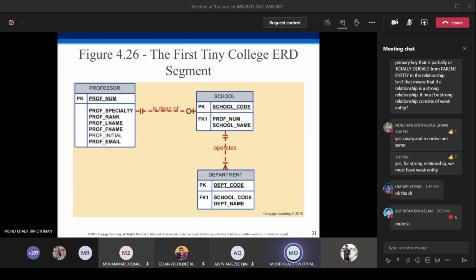and based on this diagram, we have 3 entities here. This is just an example, okay class, just an example for Tini College. This is the first ERD segment for Tini College. We also have 2 relationships, which are professor is dean of school and department operates school. Okay, and we have here a one-to-one relationship and a one-to-many relationship.